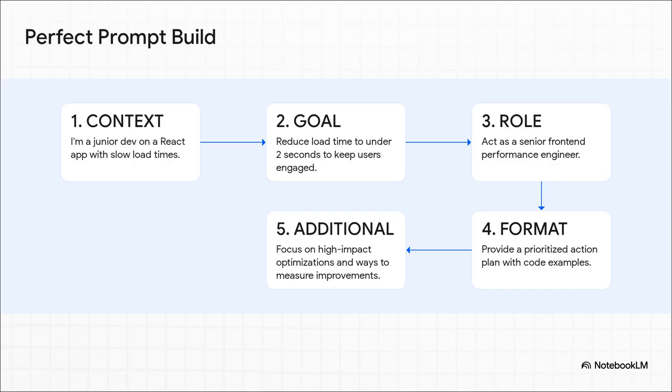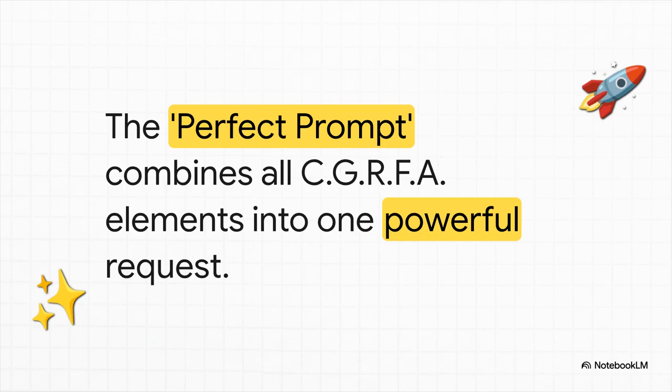We specify the format, a prioritized action plan with code examples, which guarantees the output is something I can actually use. And finally, the additional layer. Focus on high-impact optimizations. This ensures the advice isn't just random, but efficient. You see how every single piece transforms the request from vague into something truly valuable. So when you put all of those elements together, you turn a vague four-word question into this incredibly precise request that the AI can actually work with and execute on. The difference in the quality of the answer you'll get? It's literally night and day.